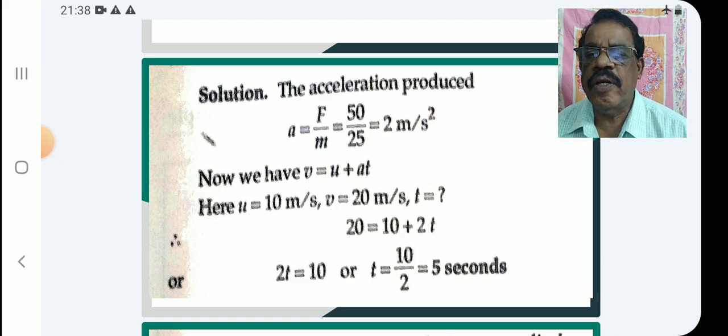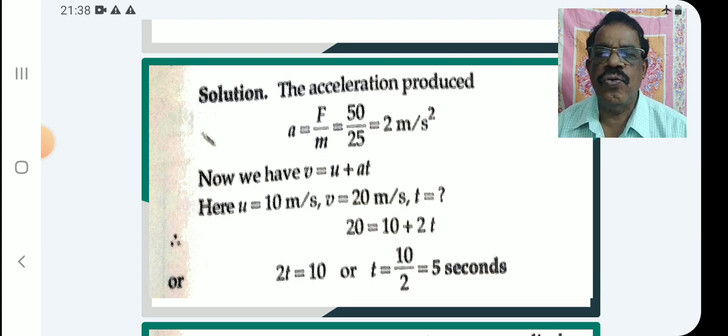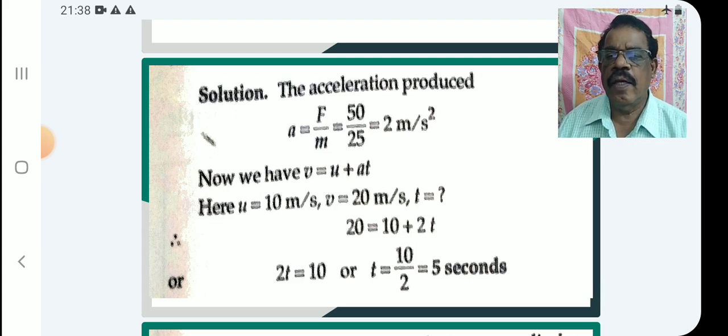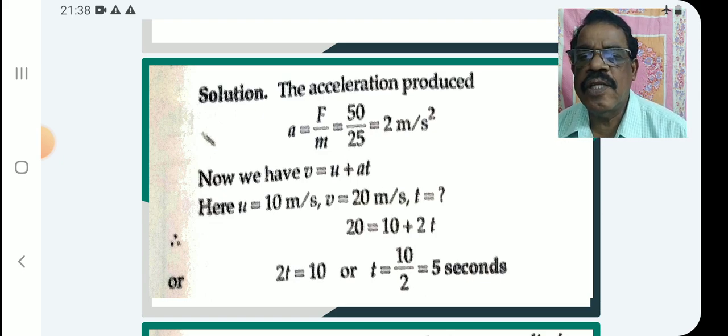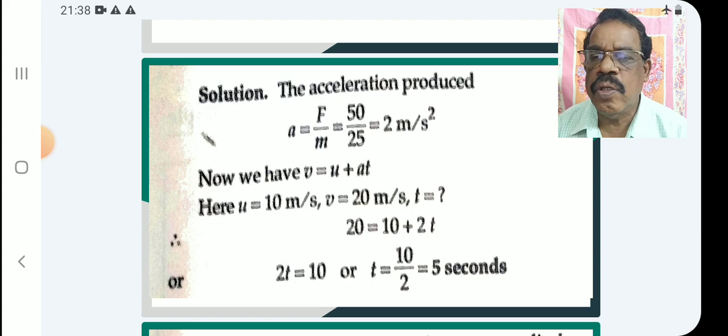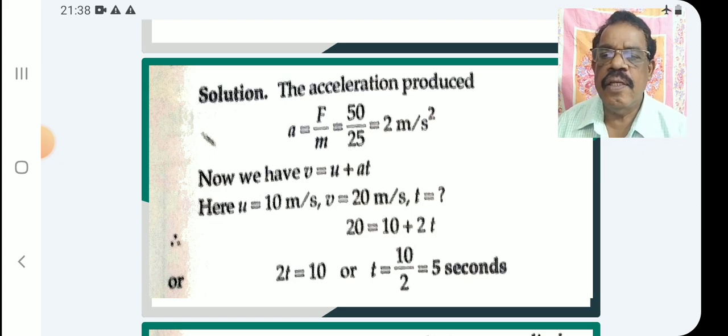We have determined a as 2 meter per second square, v is 20 meter per second, t is question mark. V is u plus at, that is 20 is equal to 10 plus 2t. 2t is equal to 10. T is 10 by 2, that is 5 seconds. Answer.